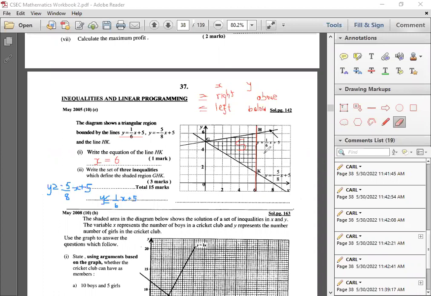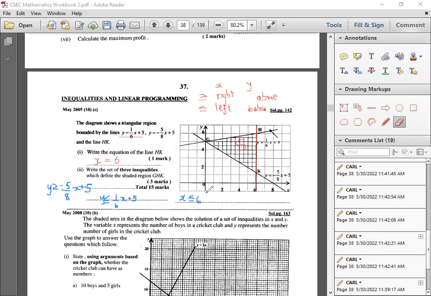How about the line x equals 6? I put x is less than or equal to 6. Right, so x is less than or equal to 6, because it is shaded. The shaded region for that line is to the left. And so that's one question. Yes.